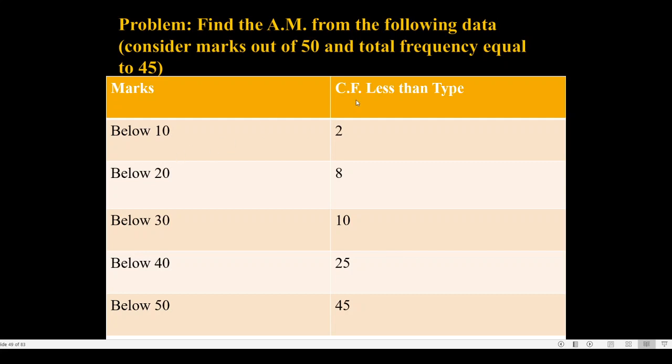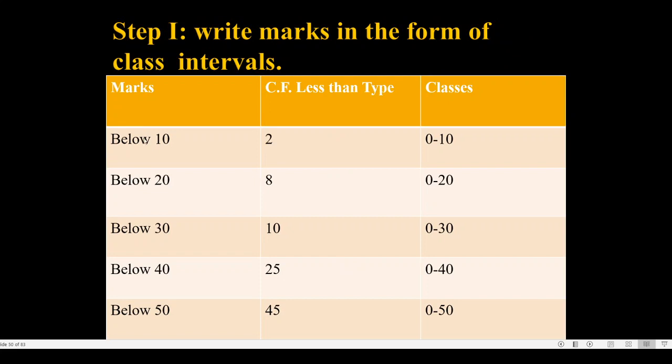First we have to calculate the corresponding frequency and class marks. Here classes below 10, below 20 up to below 50 are given. First we convert these classes into continuous class form. Here below 10 means 0 to 10, below 20 means 0 to 20, below 30 means 0 to 30, below 40 means 0 to 40 and below 50 means 0 to 50. These class intervals are given. We convert these classes into continuous form.